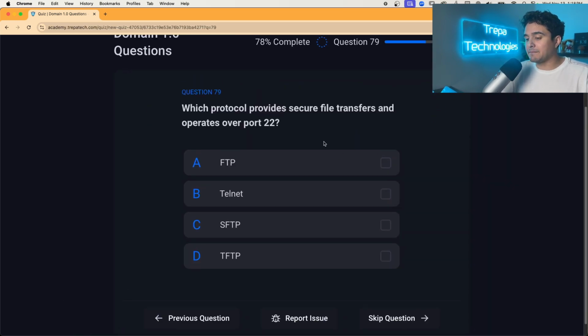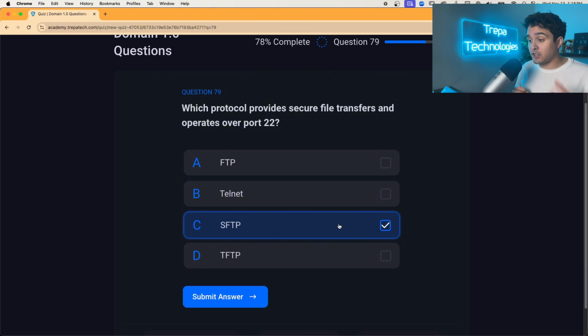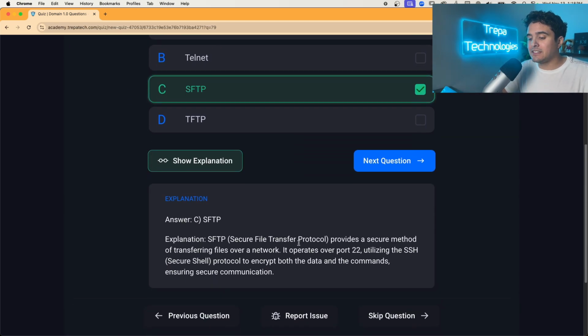Question 79. Which protocol provides secure file transfers and operates over port 22? So that's SFTP, the Secure File Transfer Protocol that uses SSH to actually transfer data. So it's actually native to SSH. We just call it SFTP because it's added on some features to do file transfer protocol. So that is Secure File Transfer Protocol, utilizing the Secure Shell, SSH.